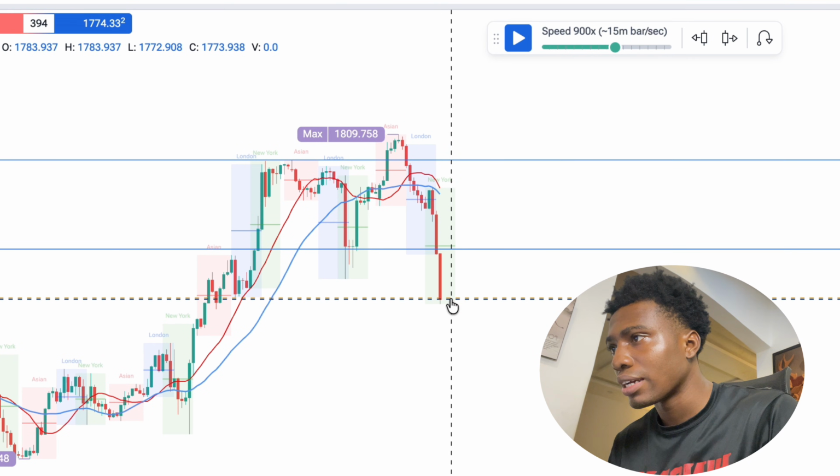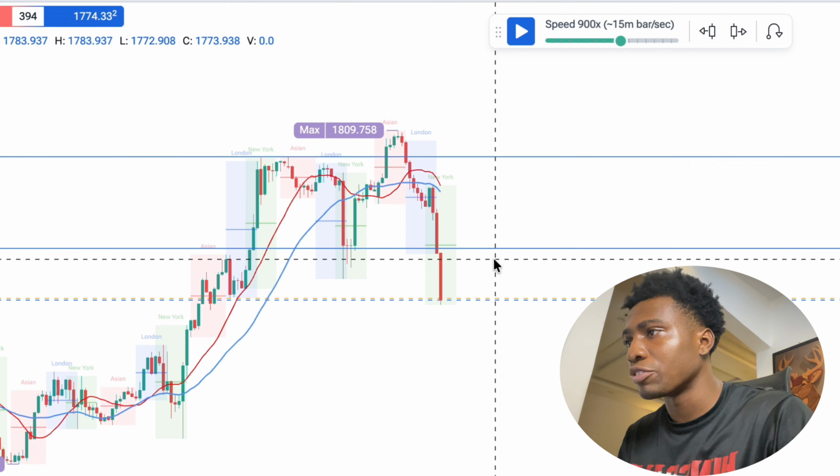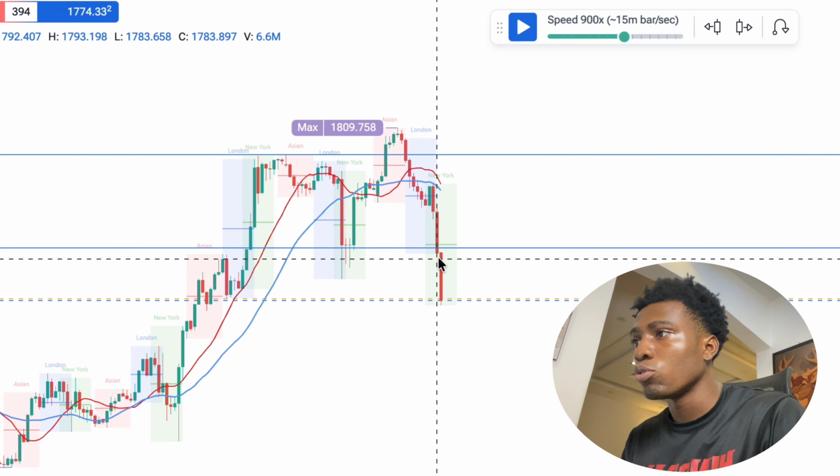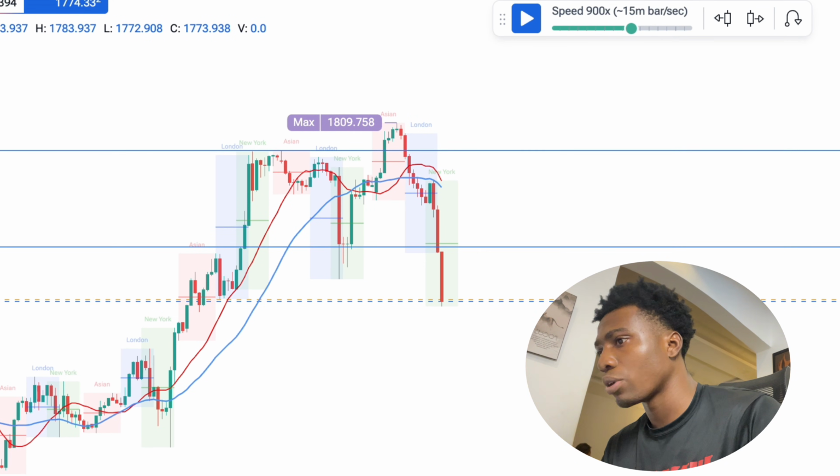Now if you look right here, there's the New York session, so I can sell this because the market is in a downtrend, price is below the moving average, and the market broke the support level, right? Meaning that the market is in a downtrend. What I'm going to do right here is go ahead and place a sell.